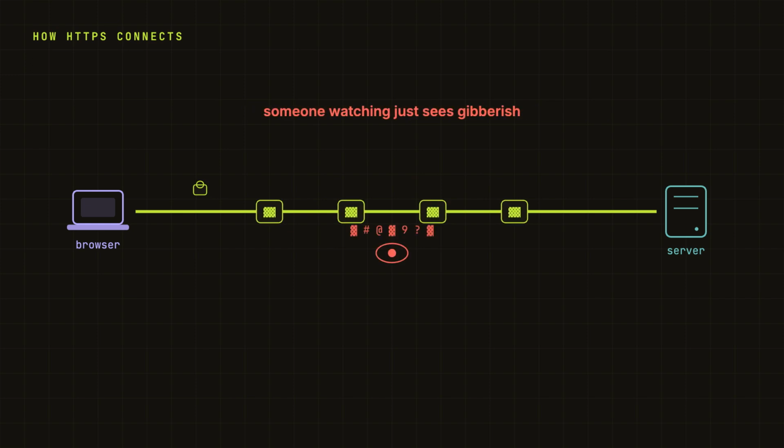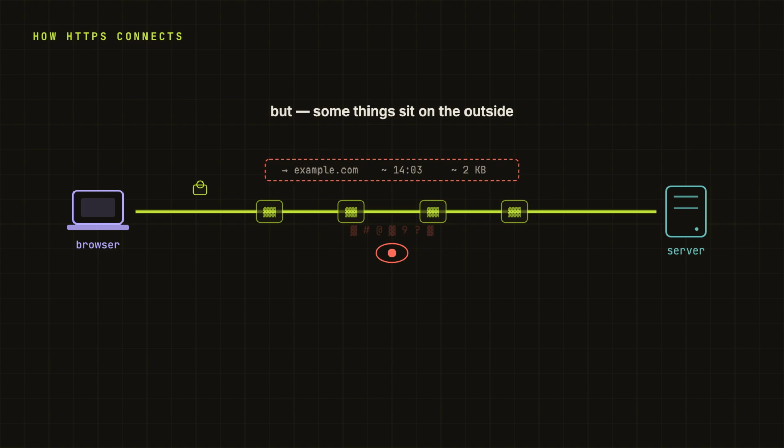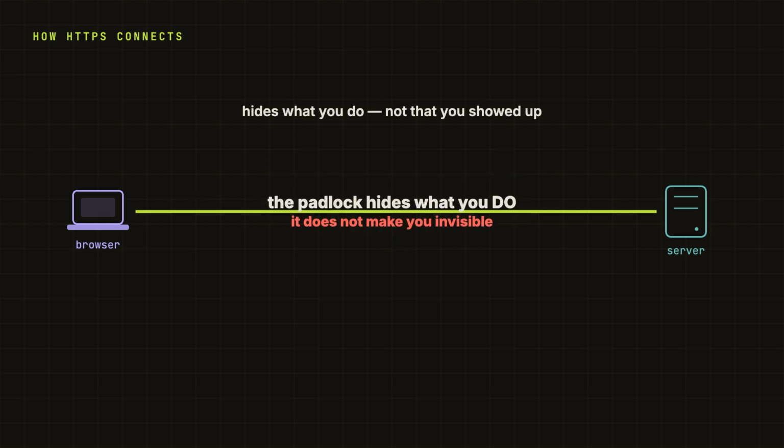sees gibberish. But some things still leak because they sit on the outside of the tunnel. Whoever is watching can still see the address you connected to, roughly when and roughly how much data moved. So they may have no idea what you read on the site, but they can often tell that you went there. The padlock hides what you do, it does not make you invisible.